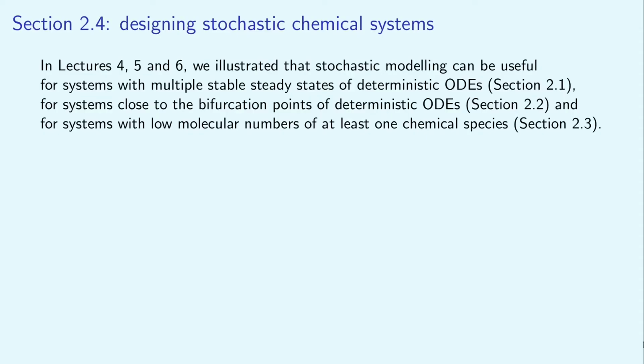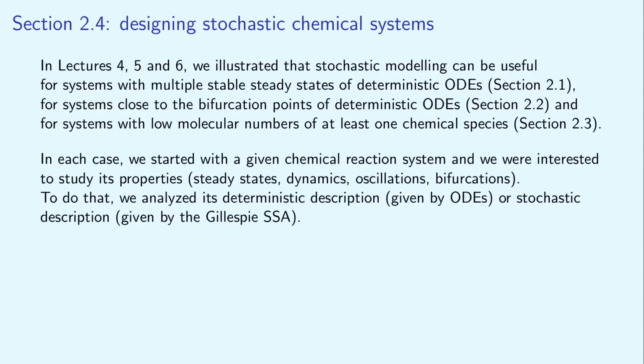Hello and welcome to Lecture 7 of our course on stochastic modeling of biological processes. In Lectures 4, 5 and 6, we illustrated that stochastic modeling can be useful for systems with multiple stable steady states of deterministic ODEs, for systems close to the bifurcation points of deterministic ODEs, and for systems with low molecular numbers of at least one chemical species.